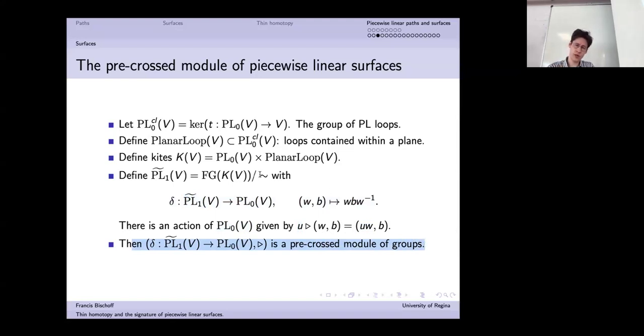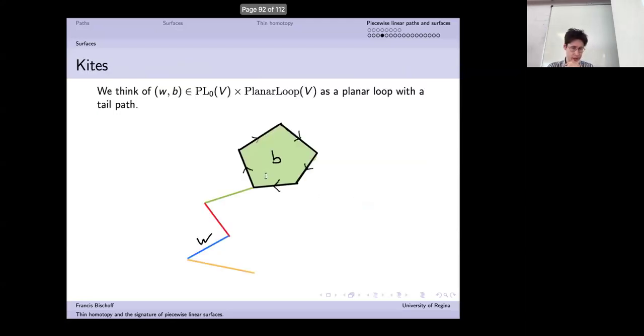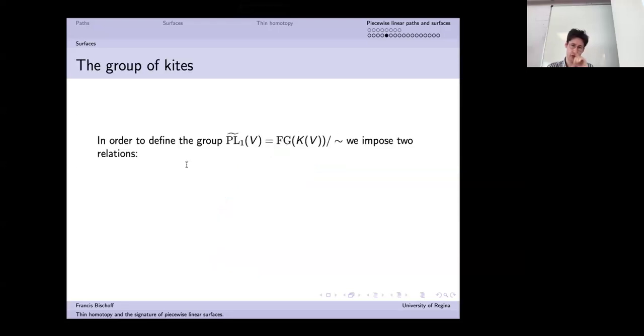Okay, so I have to tell you what these equivalence relations are, and I'll do this on the next page. So these are the generators, and I'm taking a free group generated by these, and here are the relations that I'm going to impose. I'm going to impose two relations. The first one is what I'm calling kite factoring.